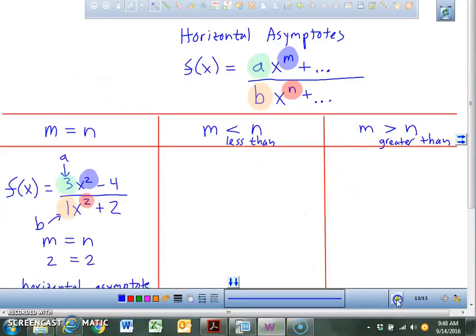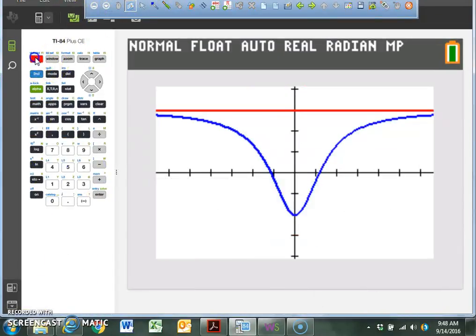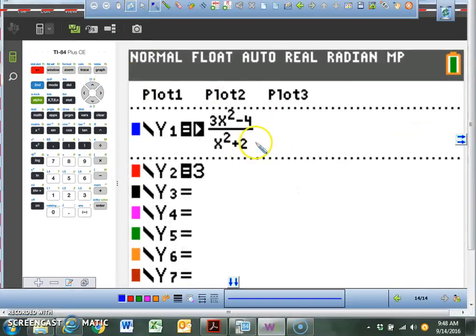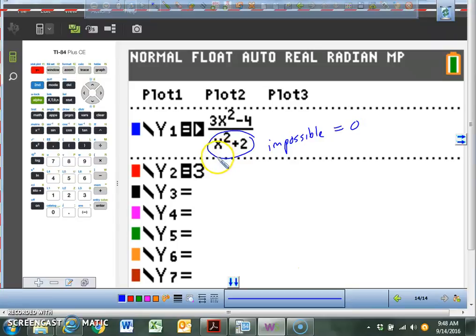The reason why we don't have a vertical asymptote anywhere in the graph is that denominator, x squared plus 2. There's no value of x you can plug in there to make that equal to 0. It's impossible. When you square a number, what's always going to happen to the number? It's always going to be positive every single time. So there's no way you can plug in a number and add it to a 2 and make it equal to 0. That's why there's no vertical asymptotes in the graph.